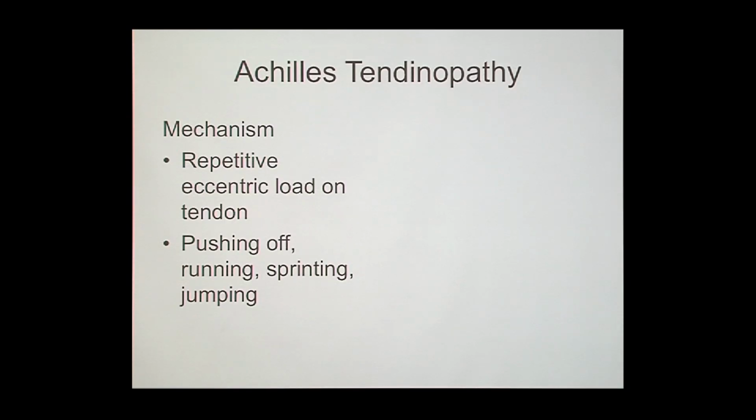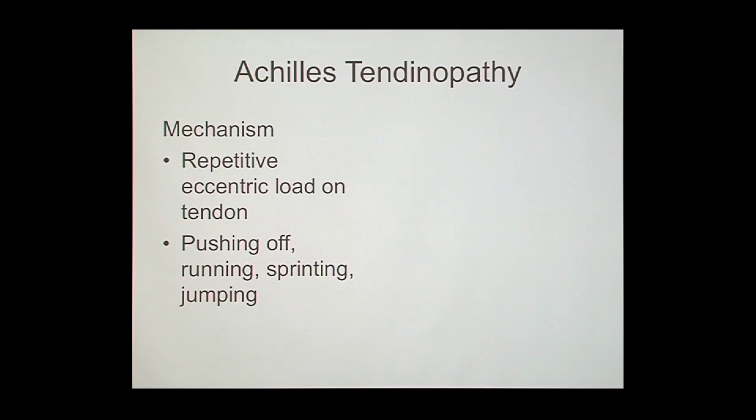Now, how does this process become a problem? Well, we're going to do what we call repetitive eccentric load on the tendon. If you keep doing that over and over and over, and it's overwhelming that tendon's ability to do that, now you're going to run into problems. So eccentric loading is a really important mechanism for why we get tendon problems.